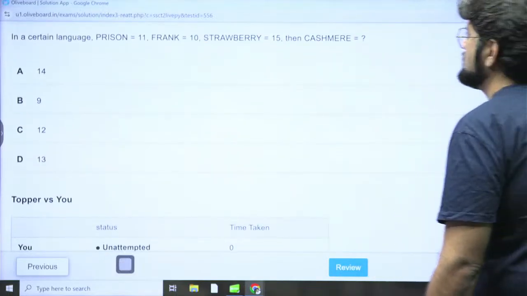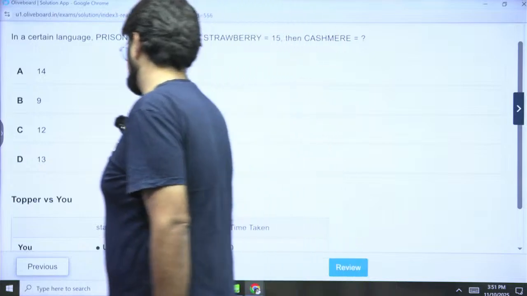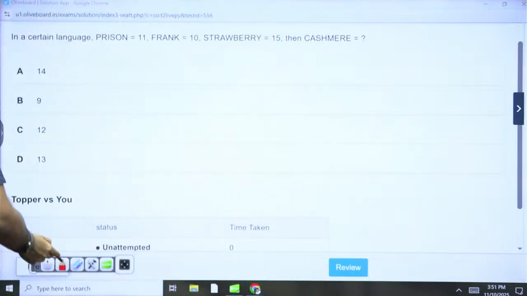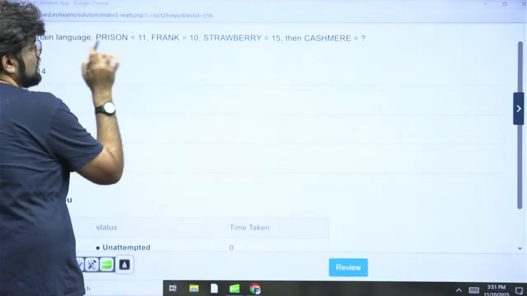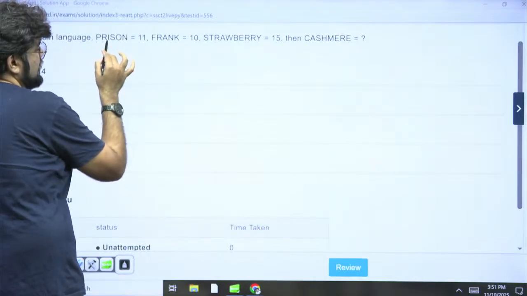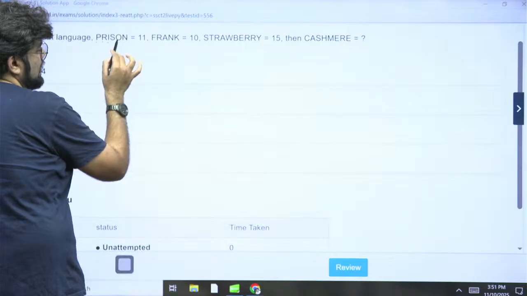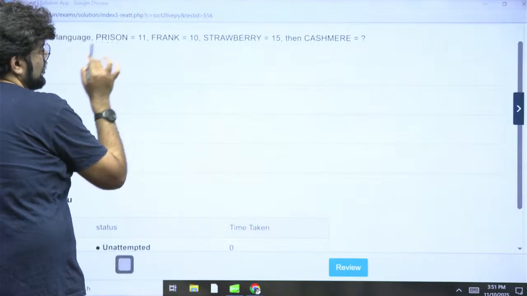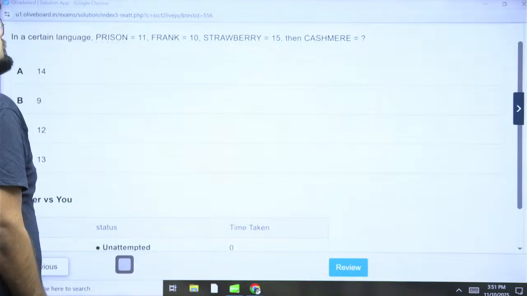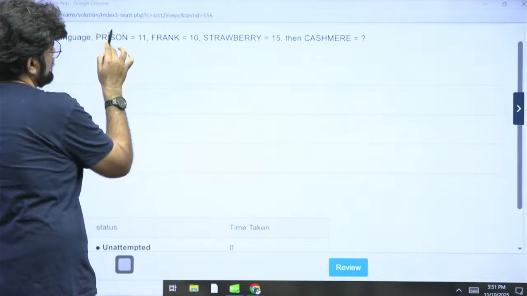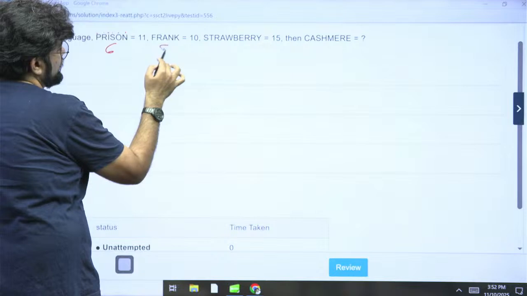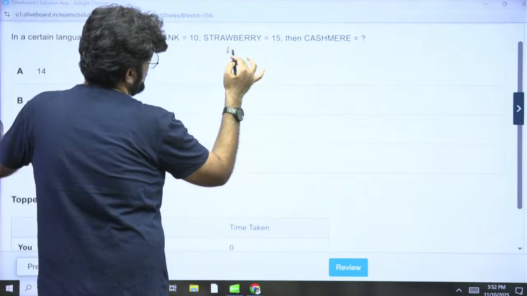Prison is 11. Frank is 10. Strawberry is 15. Kashmir is what? Okay. 16, 14. No. 16, 18, 9, 15, 19, 14. No, I don't think that's it. What else? 1, 2, 3, 4, 5, 6. 6 letters. 1, 2, 3, 4, 5. 5 letters. 3, 3, 6, 3, 9, 10 letters.